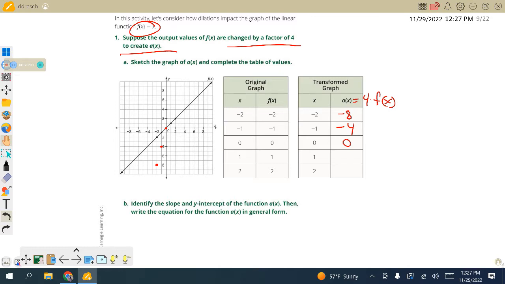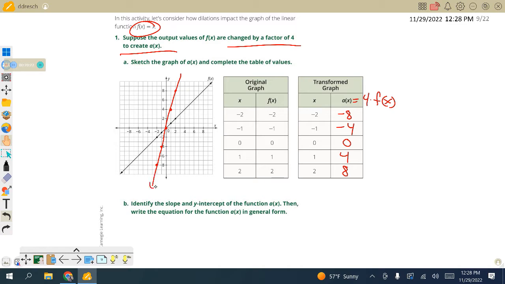Then we are at 1. Multiply that by 4. 1 times 4 is, okay, so we are at 1 multiplied by 4. We're now up at 4, like you said. And then lastly, we're at 2 multiplied by 4. So we were originally at 2. We multiplied by 4. We are now at 8.